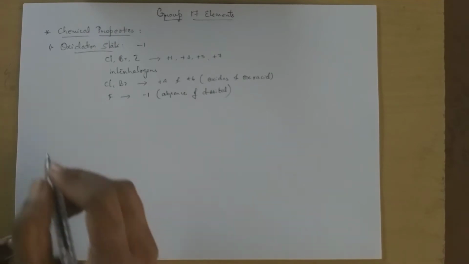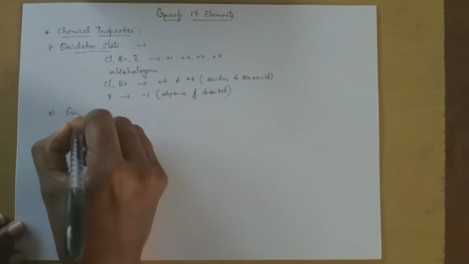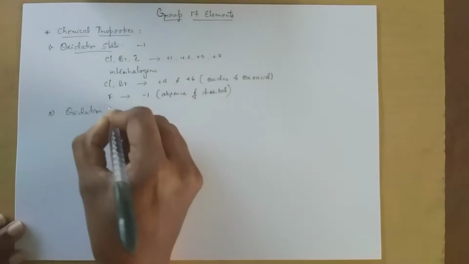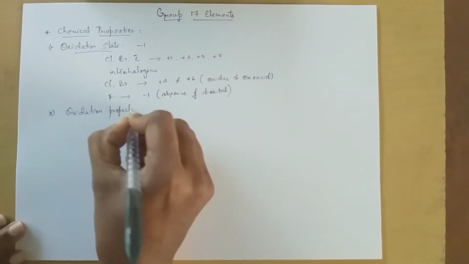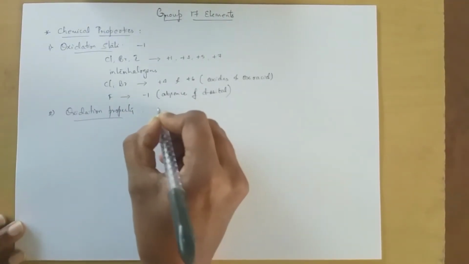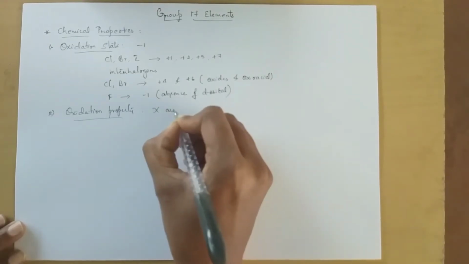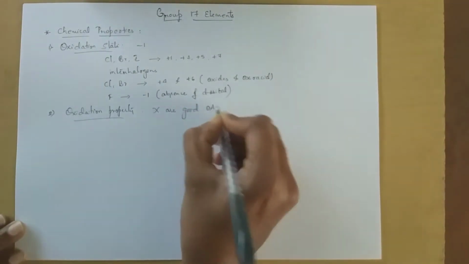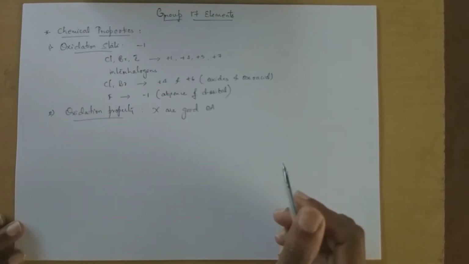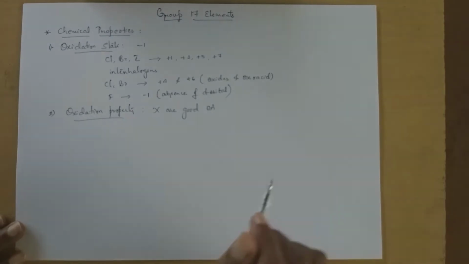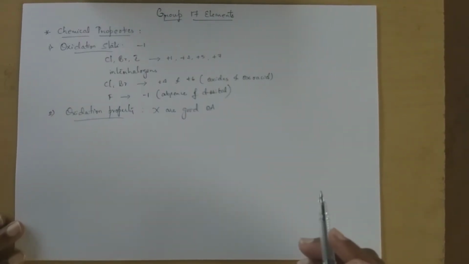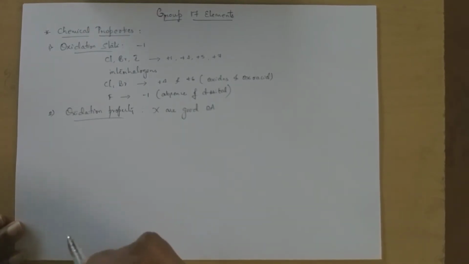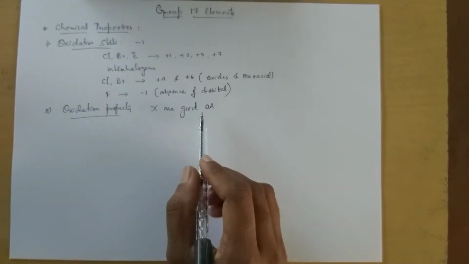Next we have oxidation property. Basically these halogens are good oxidizing agents. Considering all the halogens, they are good oxidizing agents. How they behave: they gain electrons easily to form halide ions. The halogen gains electrons and forms a halide ion. So halogens are good oxidizing agents.